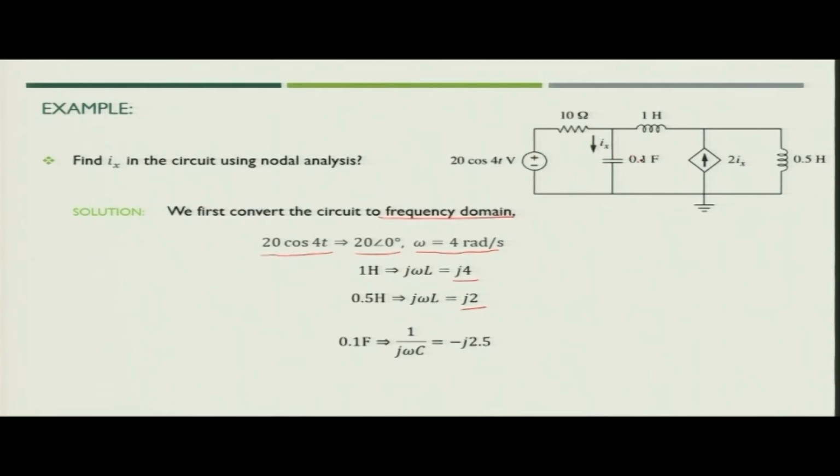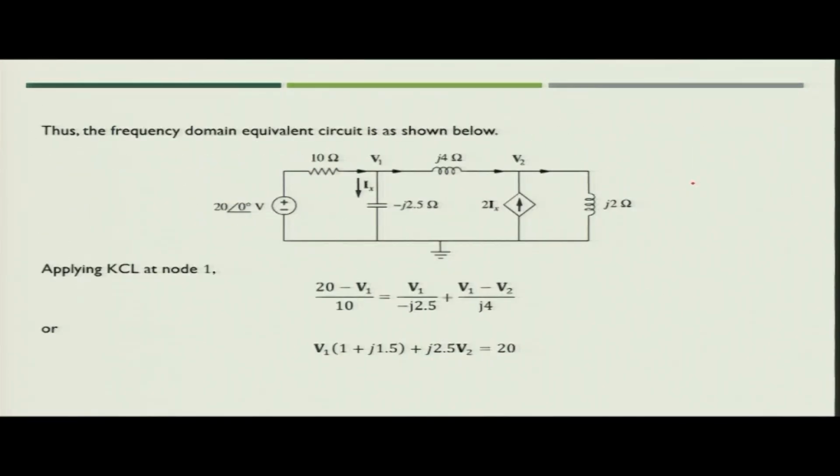For the capacitor, it is 0.1 farad. So, the value of capacitor is 1 upon j omega c, where c is given as 0.1 farad. So, the value which we get in case of capacitor is minus j 2.5. So, what we will do? We will convert this circuit from time domain into frequency domain. So, your voltage source will be 20 angle 0, there will be no change in resistance, and then we will put the value of the inductors and capacitors in frequency domain.